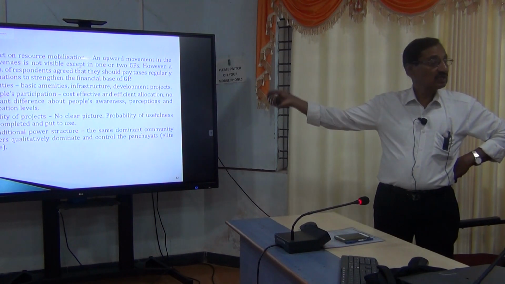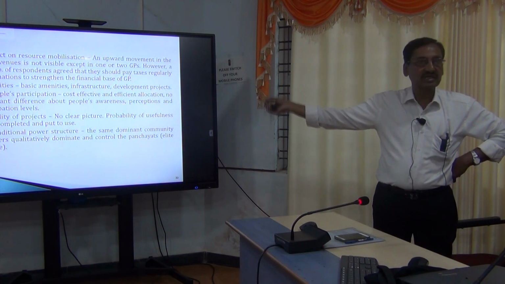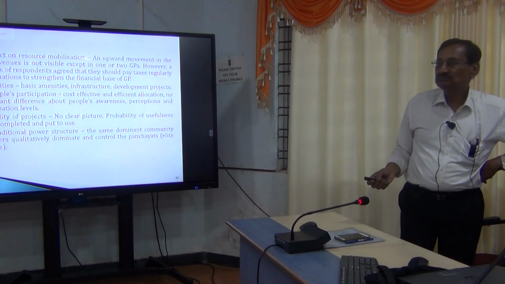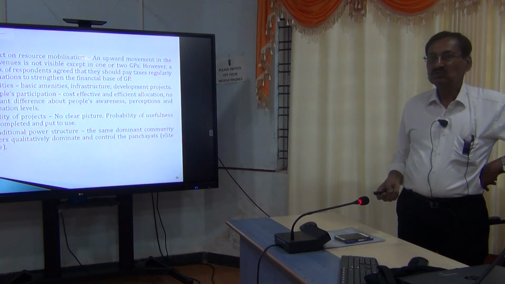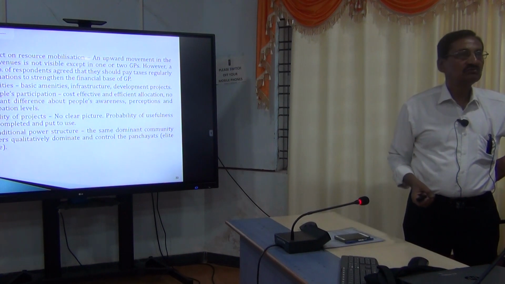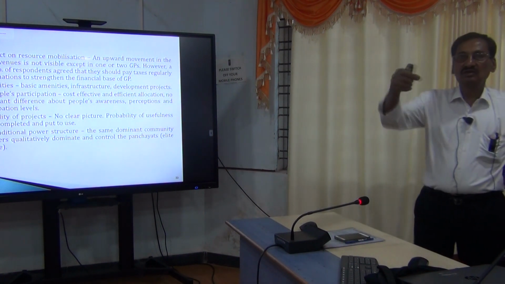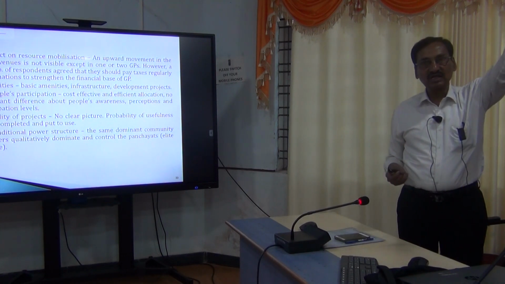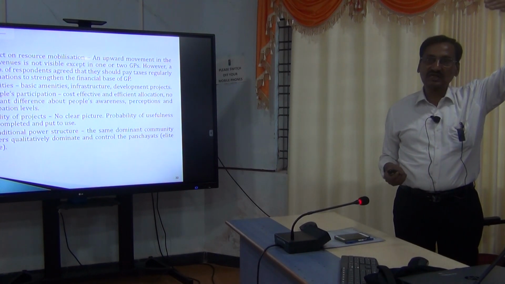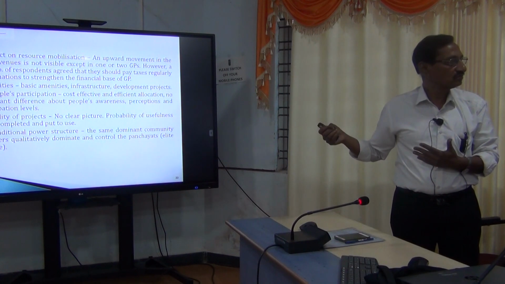So these are all based on our impact study, final study. Impact of resource mobilization: no impact, no change, no increase in revenue from taxes. What was there before training, in the benchmark study, is the same situation here also.